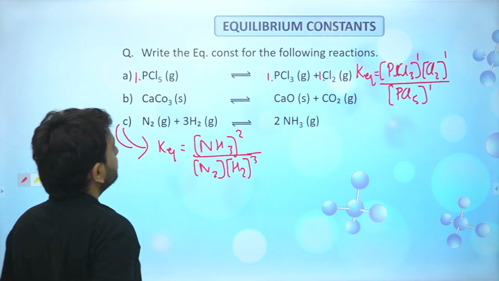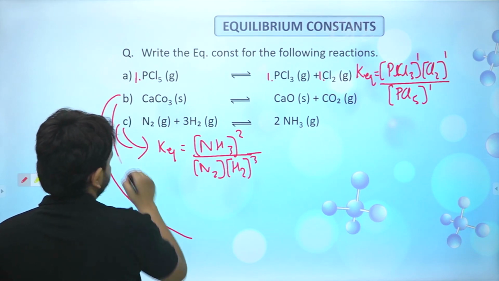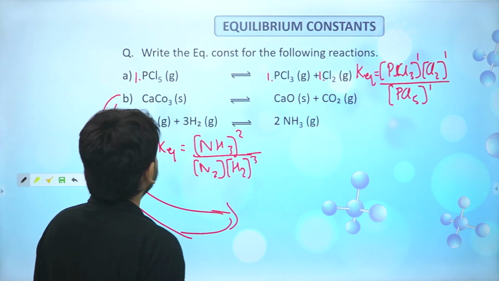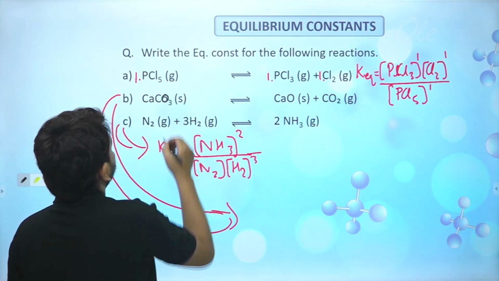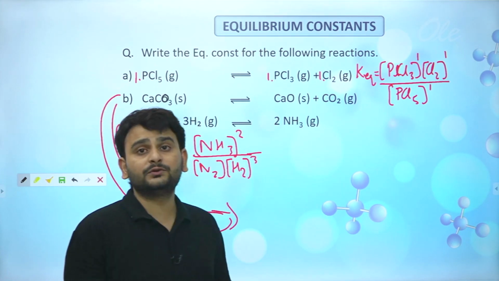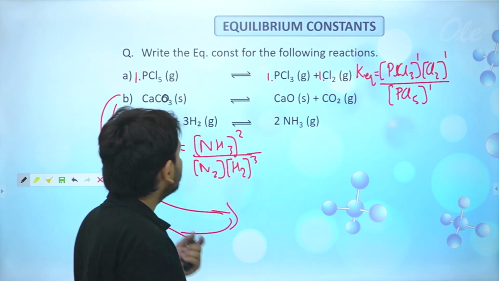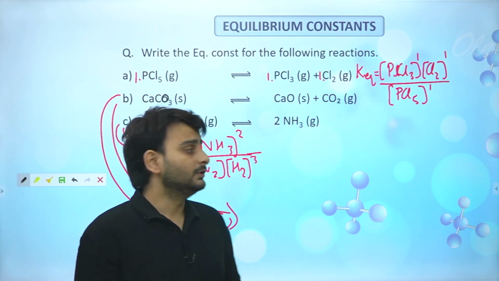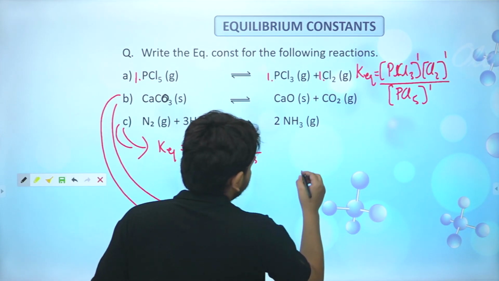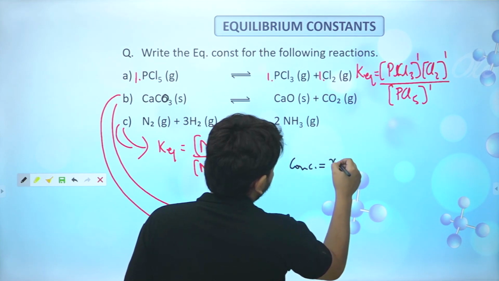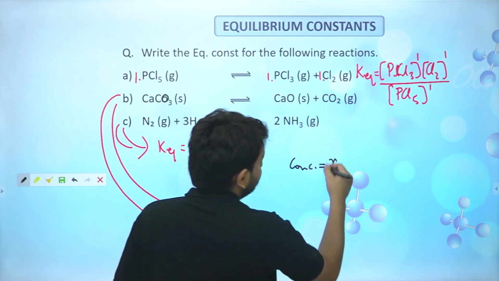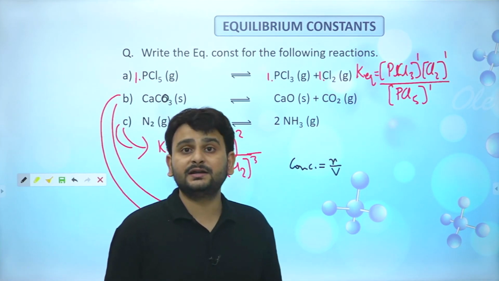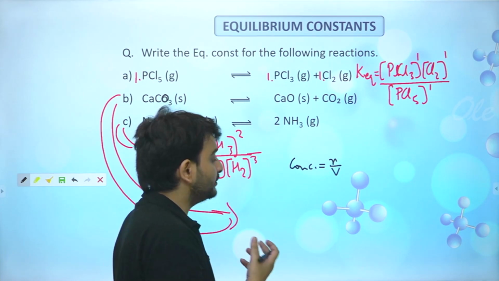Now for the second one, guys, and I'll use another colored pen, what you should know is that calcium carbonate and calcium oxide are both in the solid phase. So what do you think? Since they are in the solid phase, don't you think that their concentration, that is mole upon volume, would be the same? For example, if the reactant CaCO3 is getting consumed, at the same time the volume is becoming less, because it's a solid.